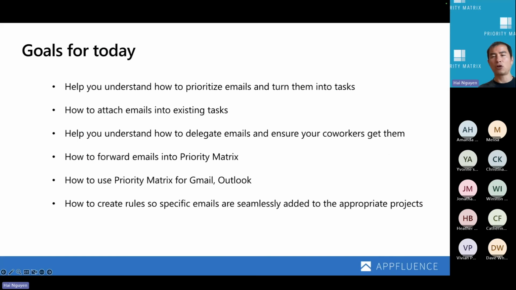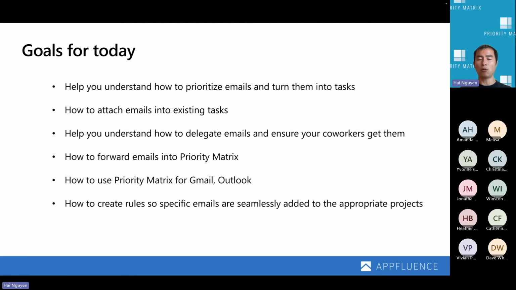I want to go back to the goals that we mentioned earlier and make sure that I've addressed every single one of these. One, you understand how to prioritize the emails and how to turn them into tasks. Two, you can see how you can attach emails to existing tasks. Three, you see how I can delegate an email. And from a coworker standpoint, they just have to go to their alerts as well.